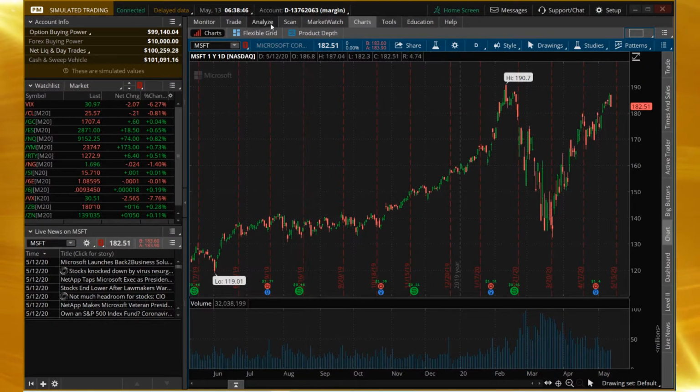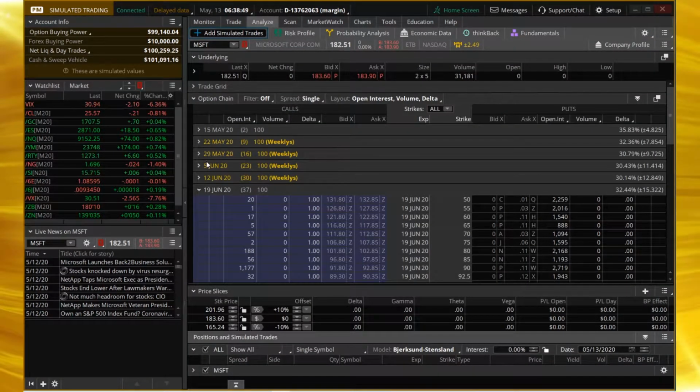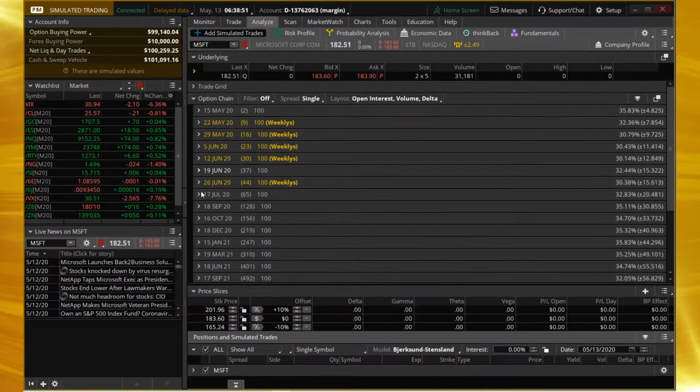Let's head over to the Analyze tab and go to Add Simulated Trades. We're in Microsoft. Now, this is where I would say I'd offer you an option.